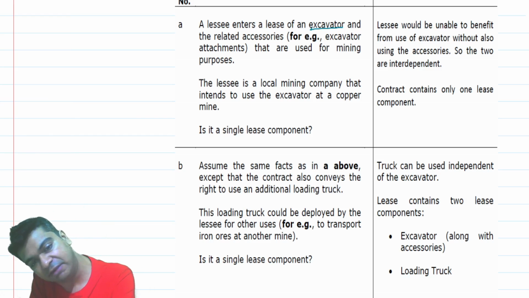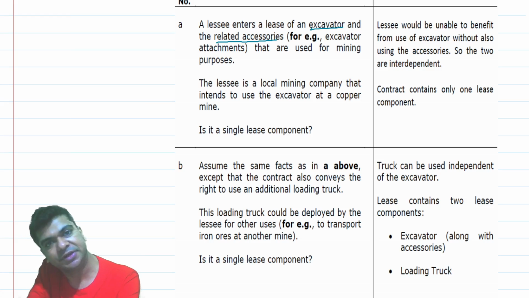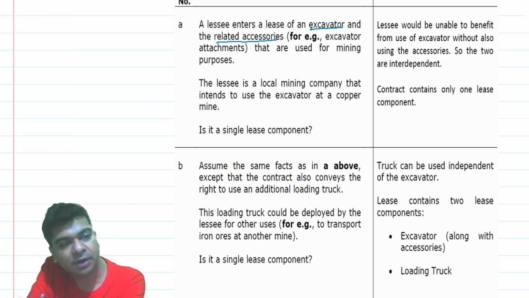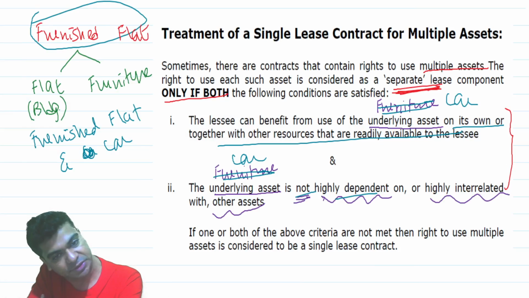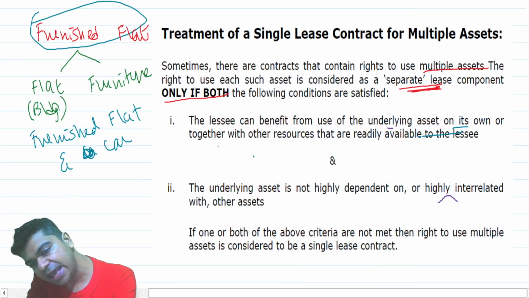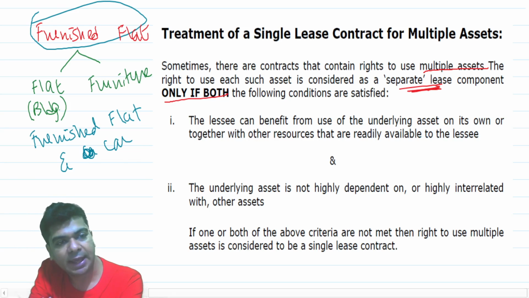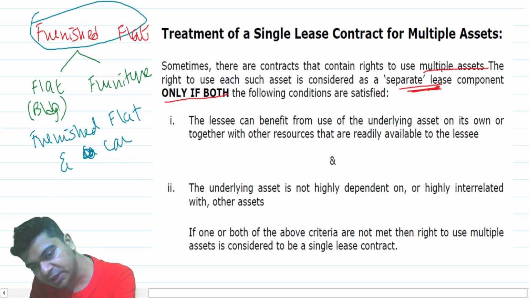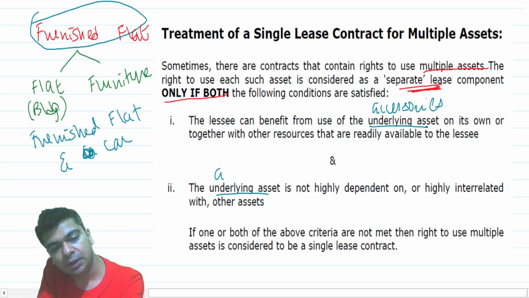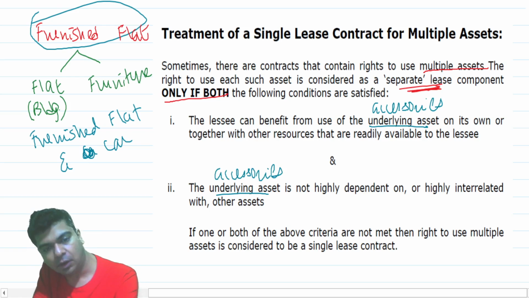You are having excavator and the related accessories. So these are the two assets which are there. What do you say? Excavator and the related accessories. Just clear it up for you. We are talking about the accessories over here. Can the lessee, right? The underlying asset over here. This is the underlying asset. We are talking about the accessories which are attached to the excavator, right?